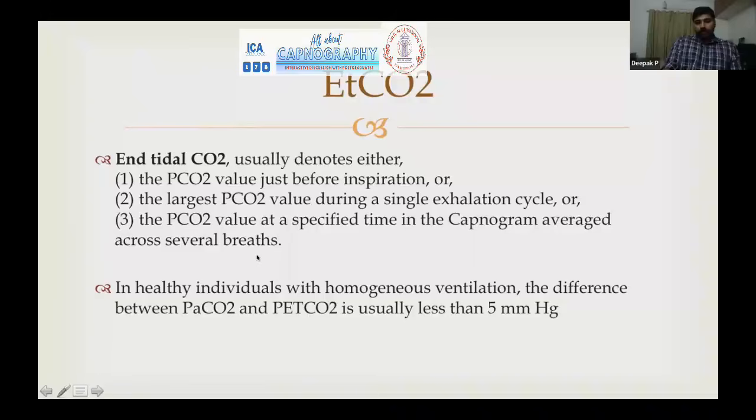For a normal patient with homogeneous ventilation and normal perfusion of the alveoli, the EtCO2 and PaCO2, or the arterial carbon dioxide, are usually quite close to each other, with a difference of less than 5 millimeters of mercury.